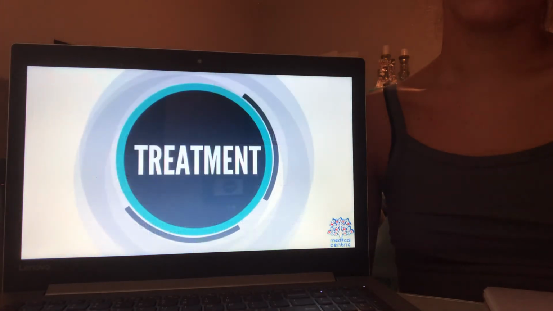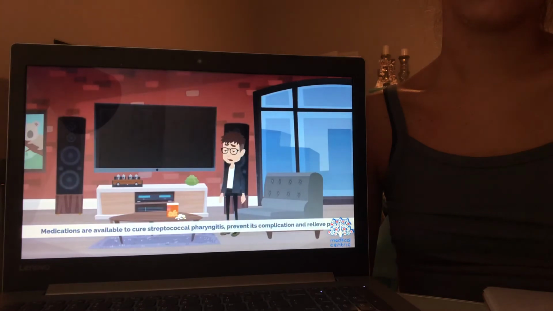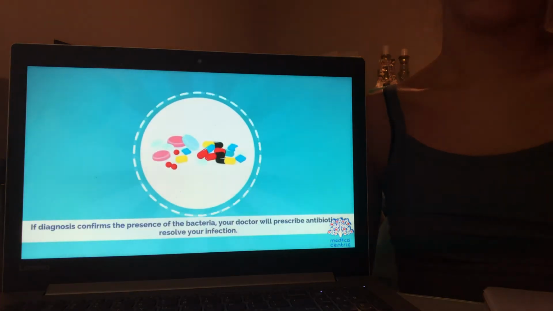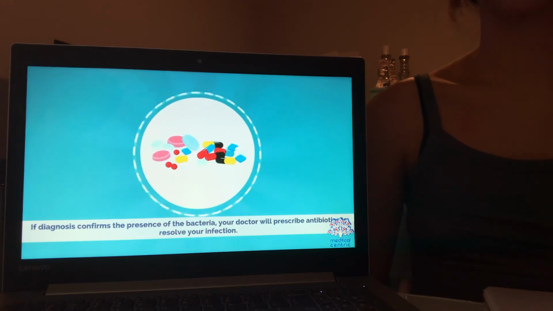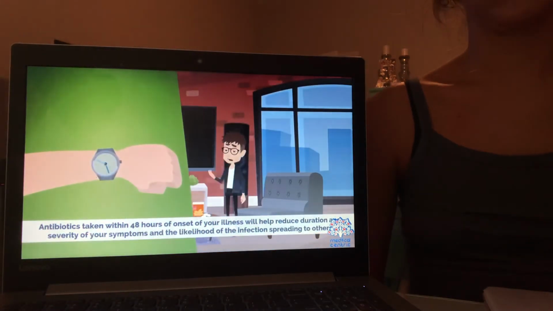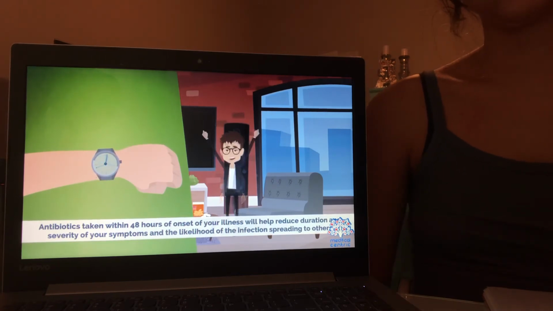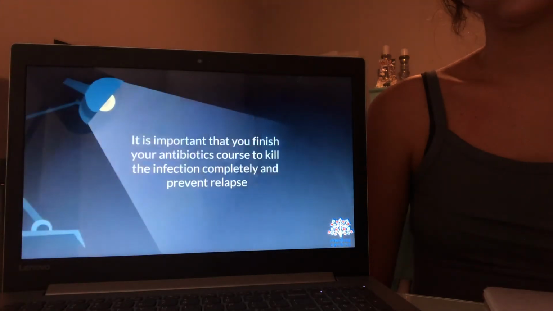Treatment. Medications are available to cure streptococcal pharyngitis, prevent its complications, and relieve pain. If diagnosis confirms the presence of the bacteria, your doctor will prescribe antibiotics to resolve your infection. Antibiotics taken within 48 hours of onset of your illness will help reduce duration and severity of your symptoms and the likelihood of the infection spreading to others. It is important that you finish your antibiotics course to kill the infection completely and prevent relapse.